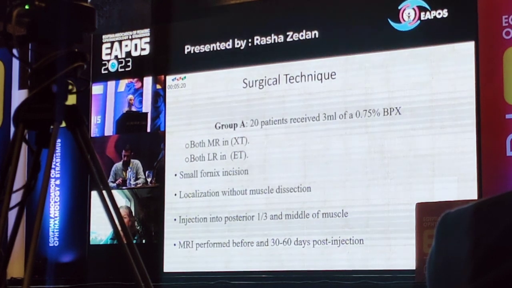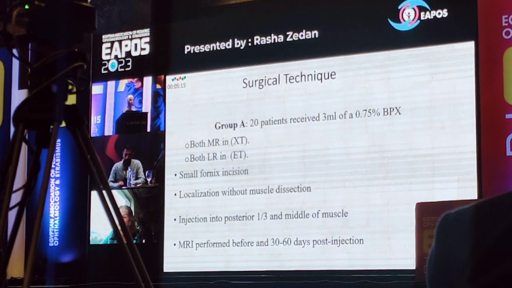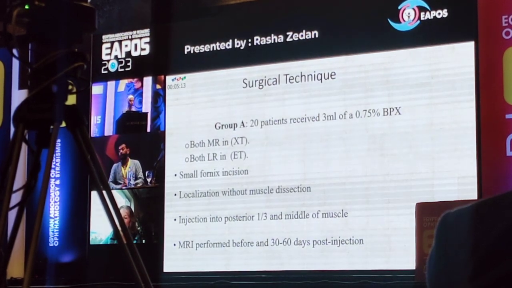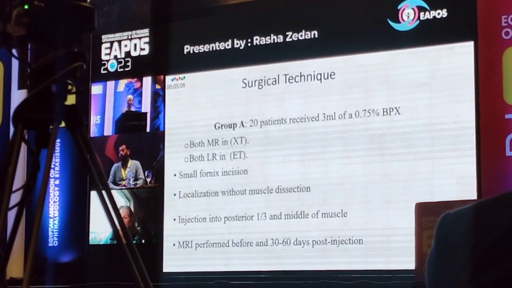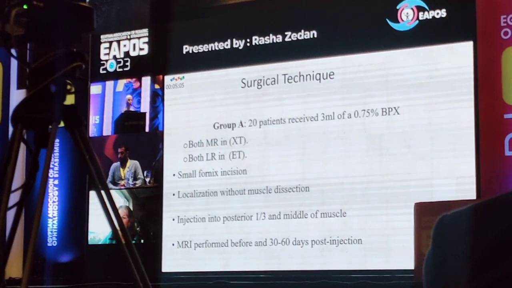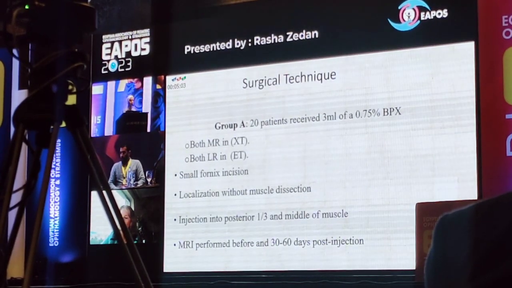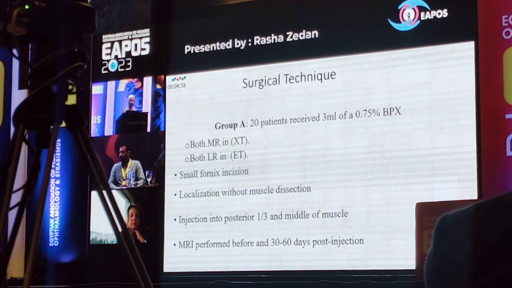bupivacaine. We injected both medial recti in cases of exotropia and both lateral recti in cases of esotropia. This was done through a small fornix incision after muscle localization without dissection. You inject in the posterior and middle third of the muscle. We performed MRI before the surgery and at 30 to 60 days post-injection.